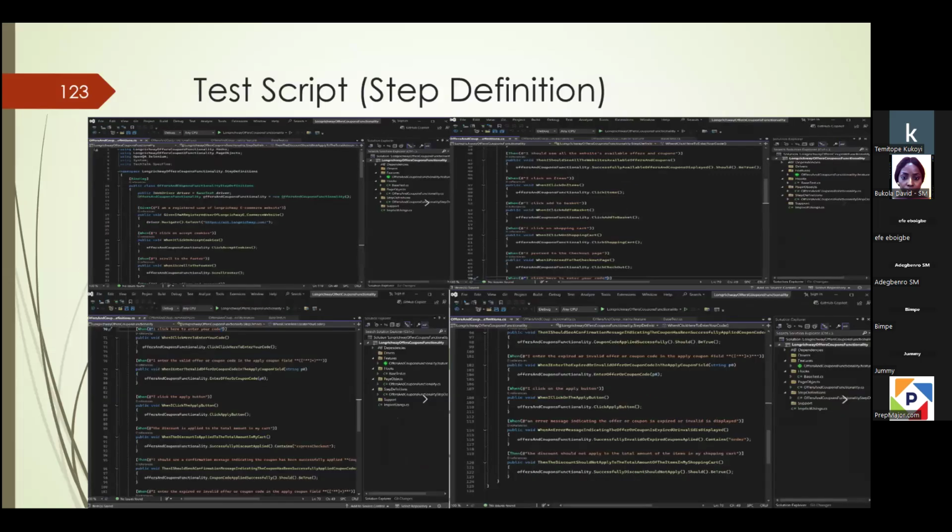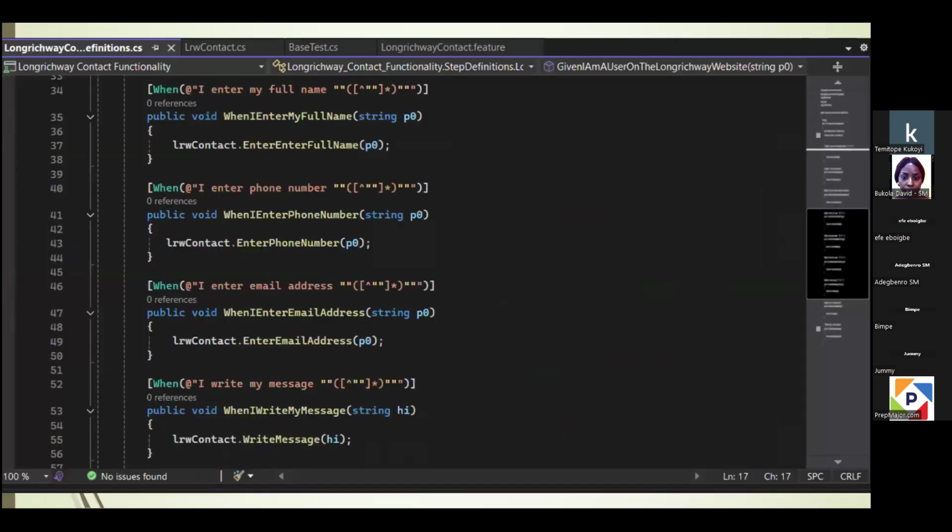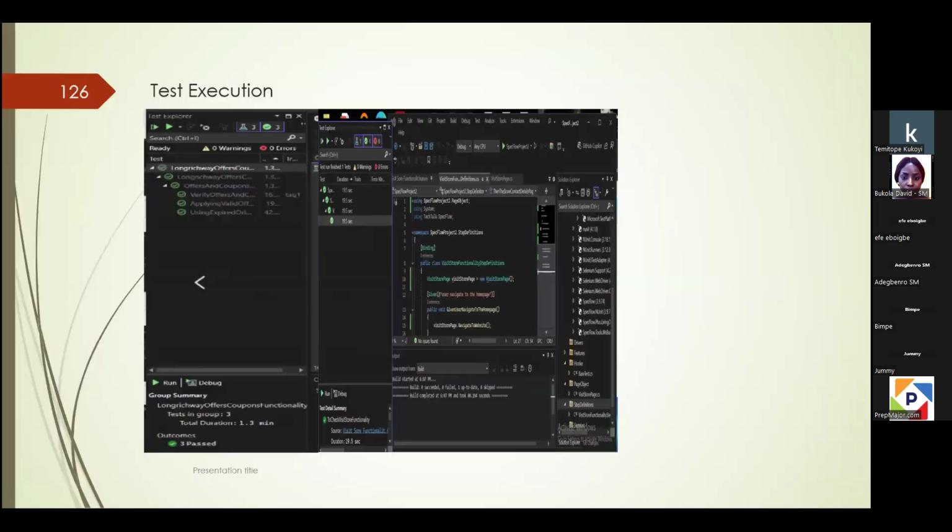Next slide, please. So these are the test scripts for step definitions for the automation done. Next slide, please. So this is a continuation of the step definitions. So next slide, please. So this is test execution.